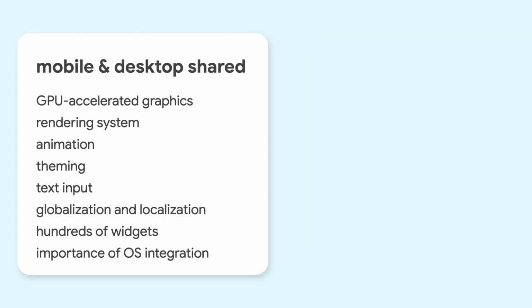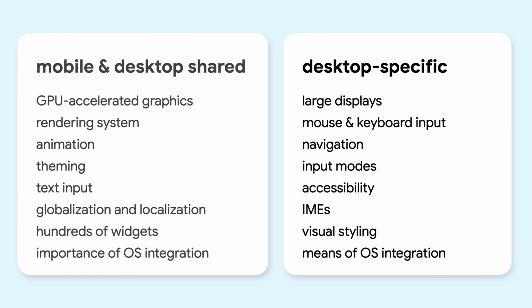From the portable hardware-accelerated graphics engine to the Flutter rendering system, core primitives like animation, theming, text input, and internationalization, the hundreds of widgets that Flutter includes, as well as thousands of packages from the community ecosystem. But if that's all we did to make Flutter apps run on the desktop, that still wouldn't be enough. Even though it's the same source code, desktop apps aren't just mobile apps running on a bigger screen.